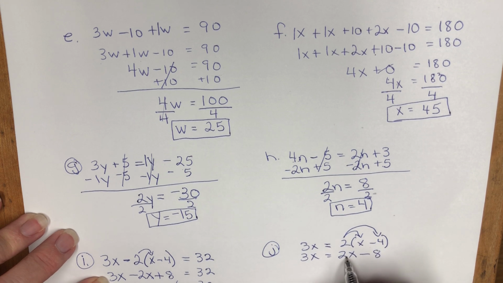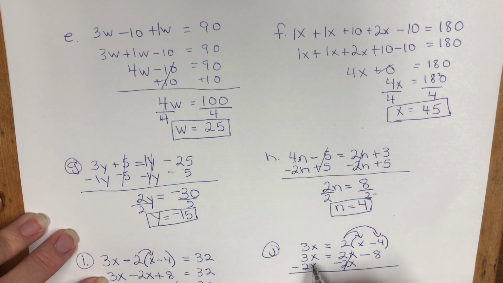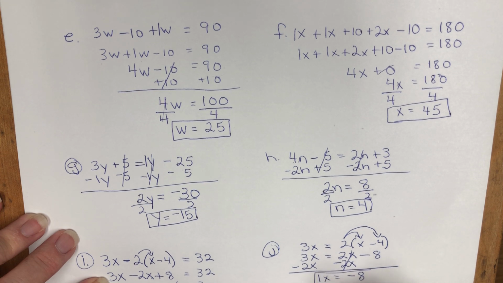I'm going to move the 2x over to this side. So I subtract 2x and subtract 2x. So now I have this one becomes 0. 3x minus 2x is 1x is equal to negative 8. And that's your answer.